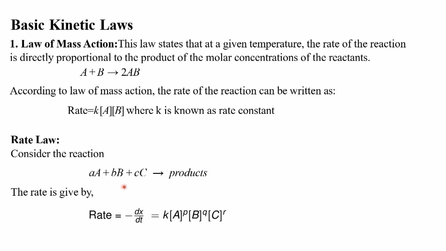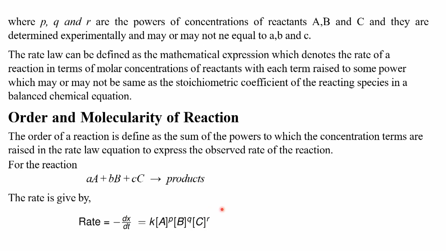So consider a reaction, a moles of reactant A plus b moles of reactant B and c moles of reactant C gives products, and the rate is given by minus dx by dt equals k times concentration of A to the p times concentration of B to the q times concentration of C to the r, where p, q and r are the powers of concentrations of reactants A, B and C, and they are determined experimentally, and may or may not be equal to a, b and c.